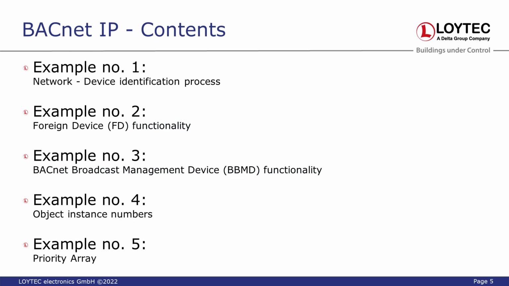Let's continue with the contents of our BACnet IP LSTT today. Example number one is going to be about the network device identification process. Example number two, foreign device (FD) functionality. Example number three, BACnet Broadcast Management Device (BBMD) functionality. Example number four, object instance numbers. And example number five, priority array.